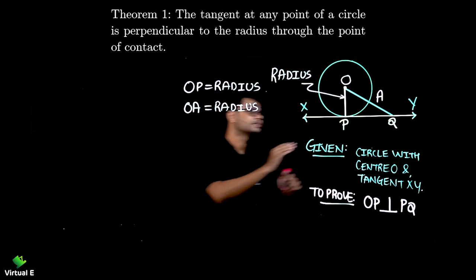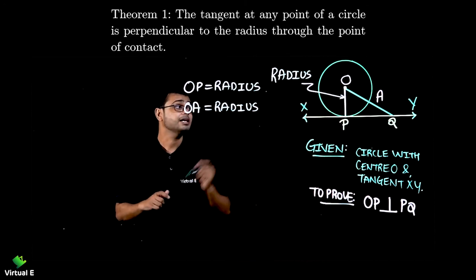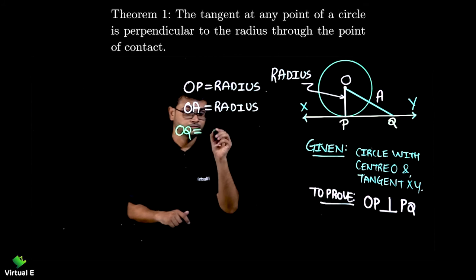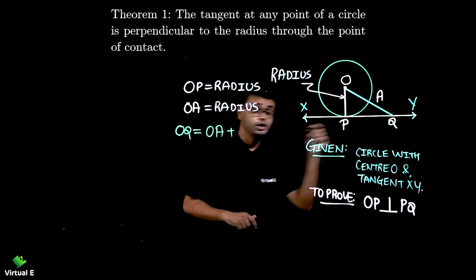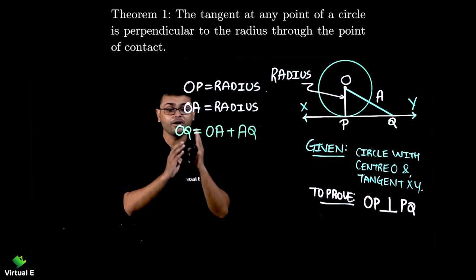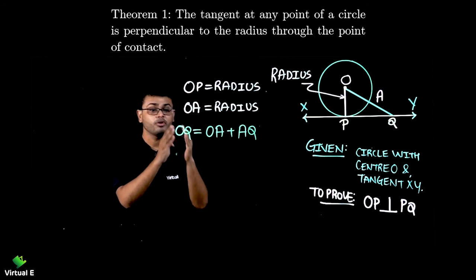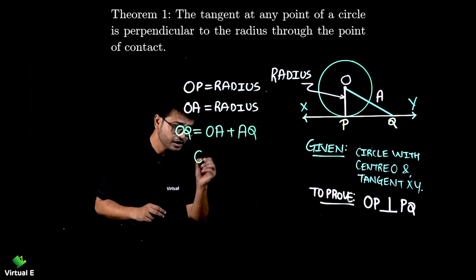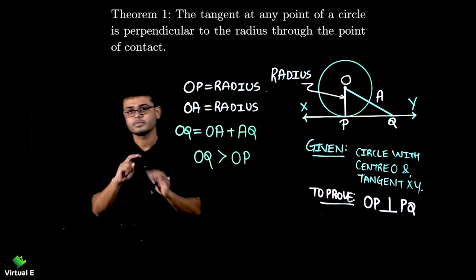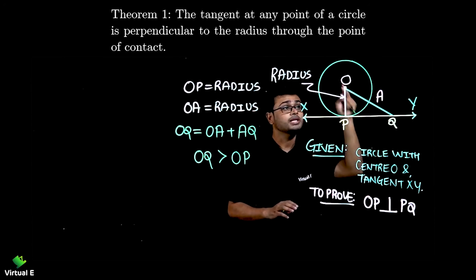Done? Now let's write one equation for OQ. Why for OQ? I'll tell you. We want to compare the length of OP and OQ. So for OQ, can I write OA plus AQ? OA plus AQ, right? So what is the meaning of this equation? OA, you already know that it is radius. So length of OQ is more than OP. So this is my conclusion. OQ greater than OP. Done? Simple. For the point Q, I have proved that length of OQ is more than OP.